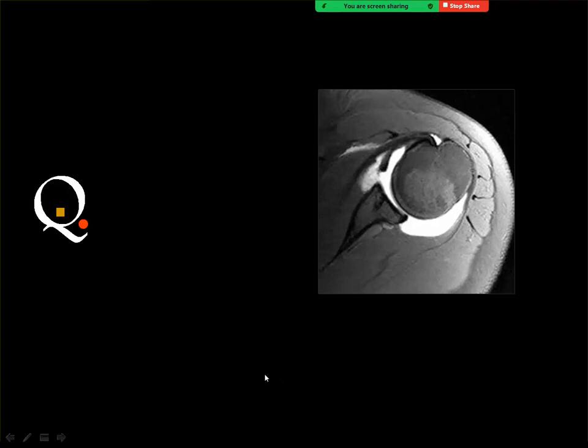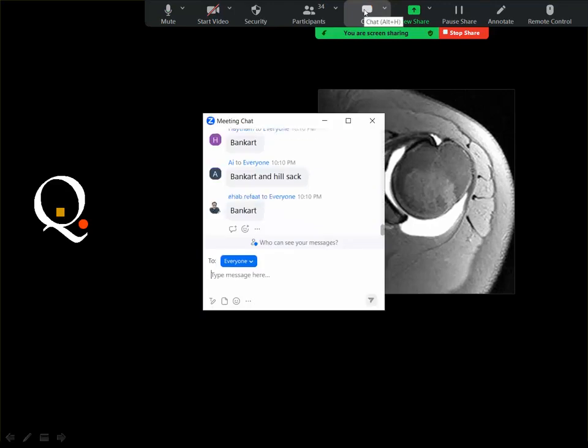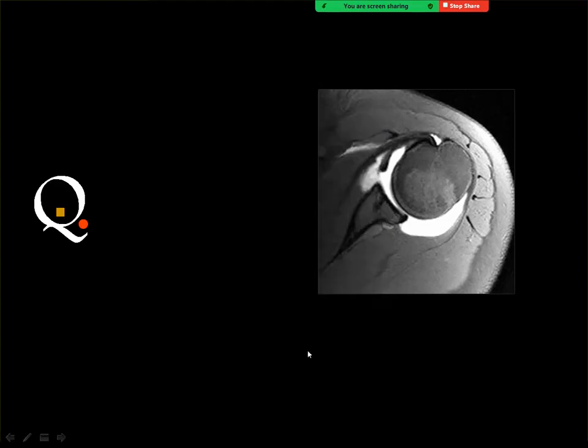Next case is an MRI of the shoulder with arthrography. Bankart lesion? No, this is not right.